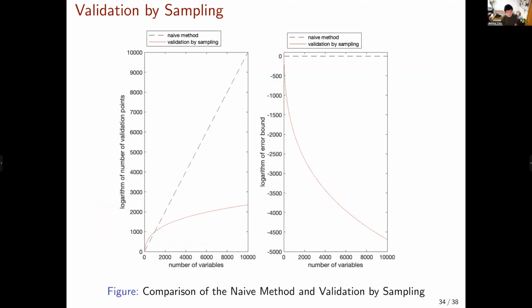So we can compare the naive method and our sampling method. We can see the figure. The left figure is the number of sample points required by these two methods, and the right is the accuracy required by these two methods. We can see that the sampling method requires higher accuracy, but fewer sample points.